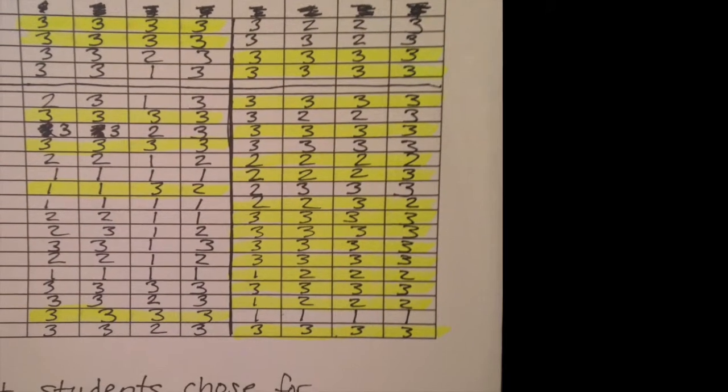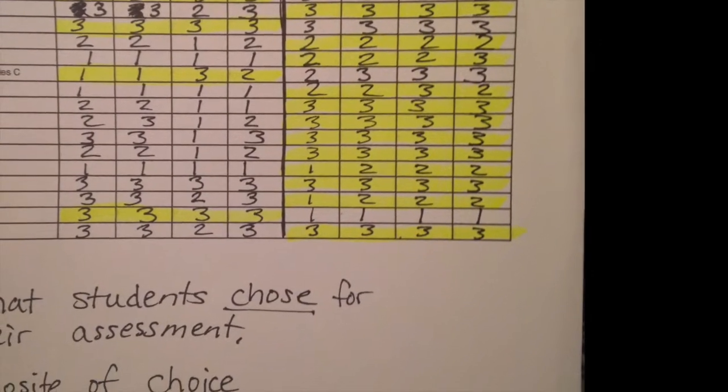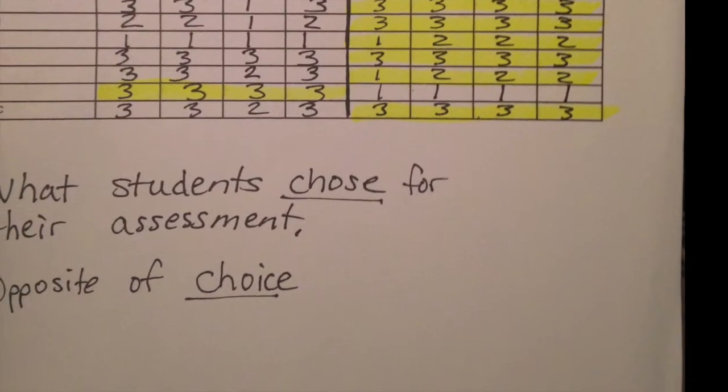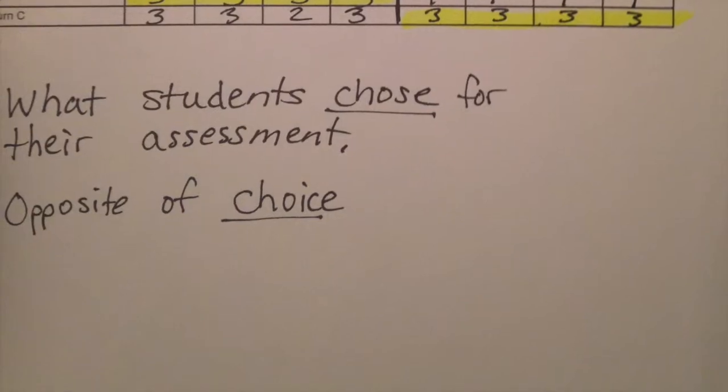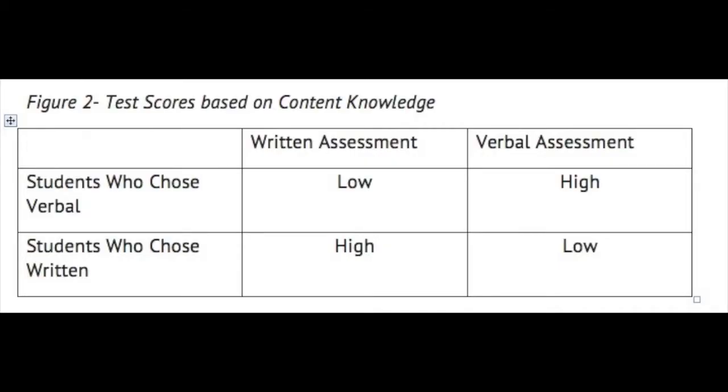In order to get content knowledge scores, I first had to give students the choice for their assessment. After analyzing that and putting in their scores, I then had to give students the opposite test of what they chose in order to compare their scores. What was interesting was the students who chose their assessment did better on their tests than when they were forced to take the test that was not their choice.